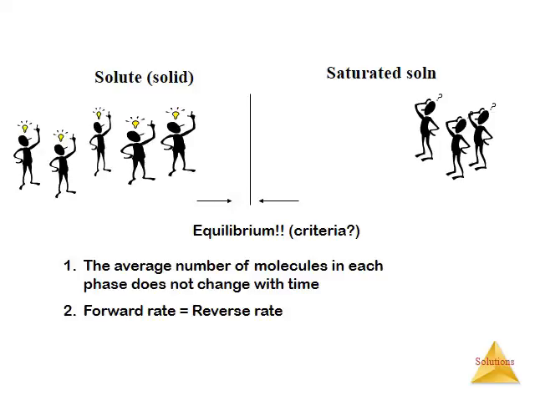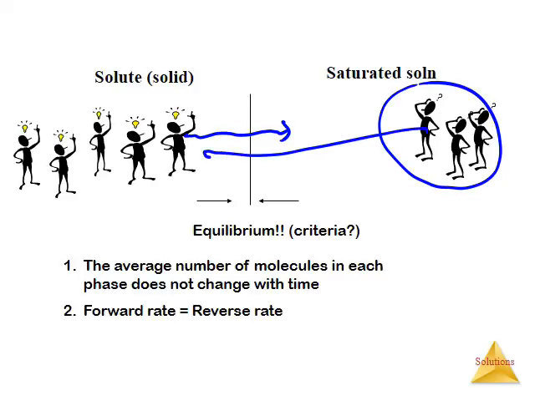Here you are seeing that after some of the solid goes into solution, these are the solids that are in the solution phase. If one of these solids goes to the solution phase, one of the solids from the solution goes back to the solid. And this happens when it reaches equilibrium. So this is how we define equilibrium in the solution process. The average number of molecules in each phase does not change with time when you reach equilibrium. Forward rate equals reverse rate, just like any other equilibrium.